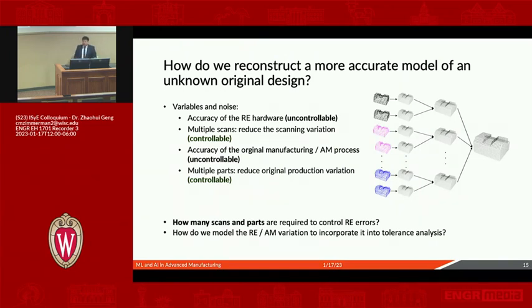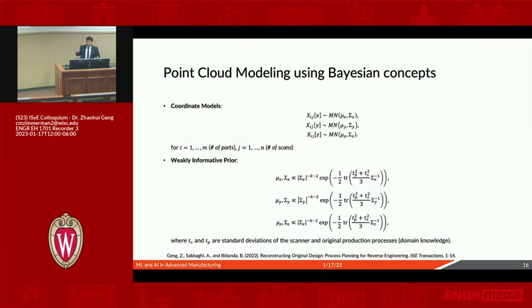Right? So let's tackle the first issue, how we can model this accuracy, these variations inside the scan or inside the part, while utilizing a limited number of resources. So the way we do that, we model the whole problem in a Bayesian way. Again, we have a likelihood model for the coordinates, where we can model each coordinate as a multivariate normal distribution. It's governed by two parameters, the mean vector and the covariance matrix.